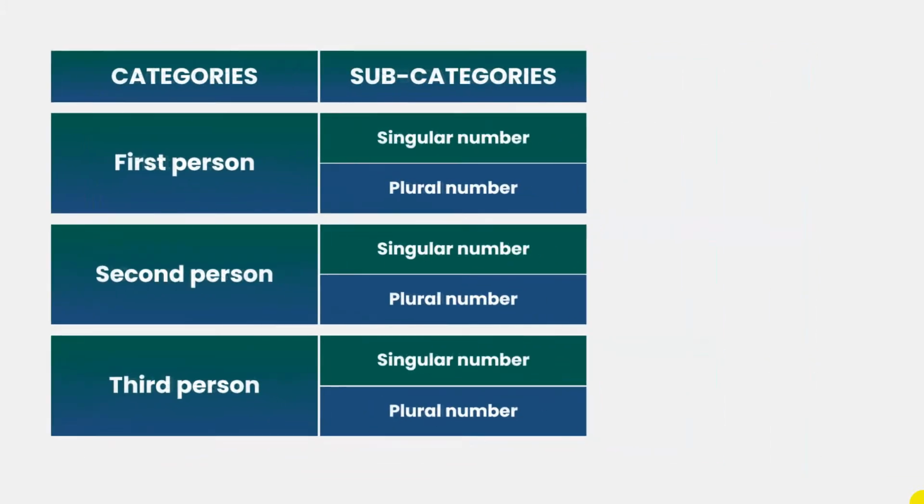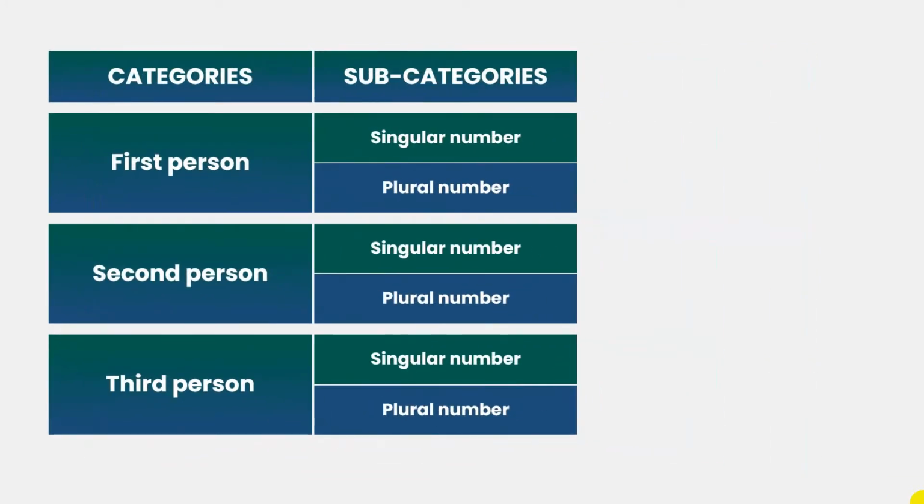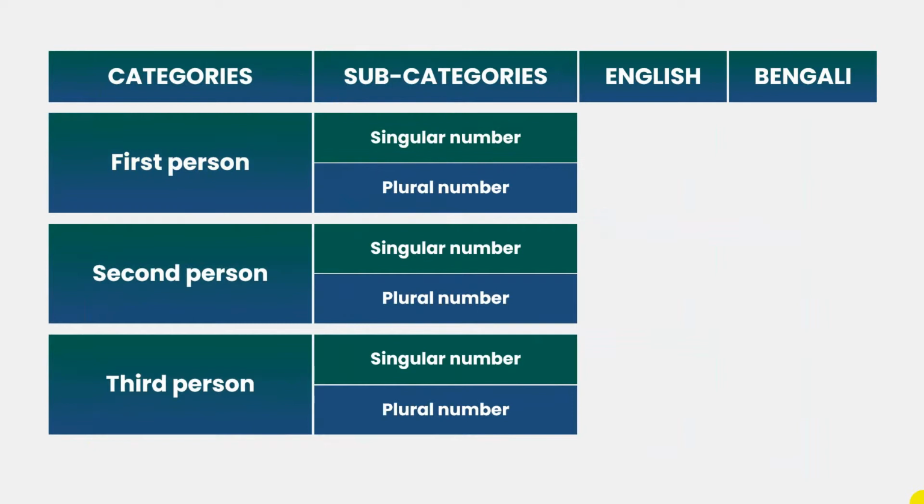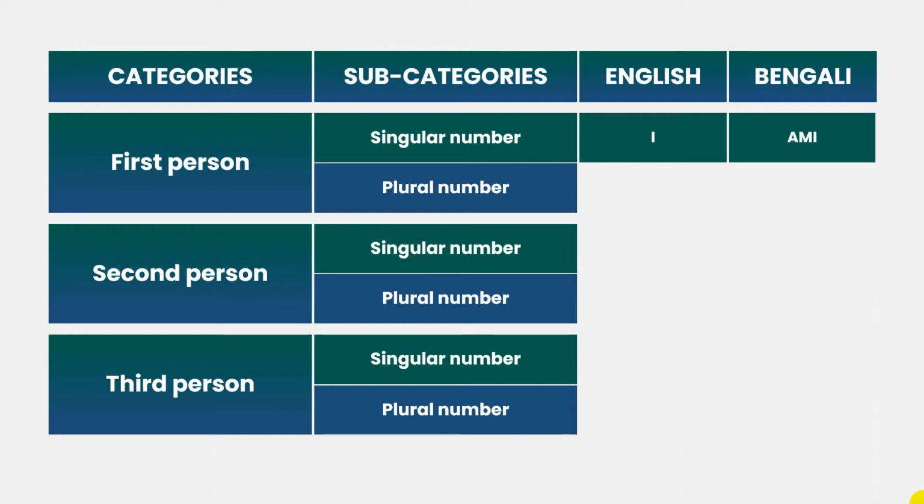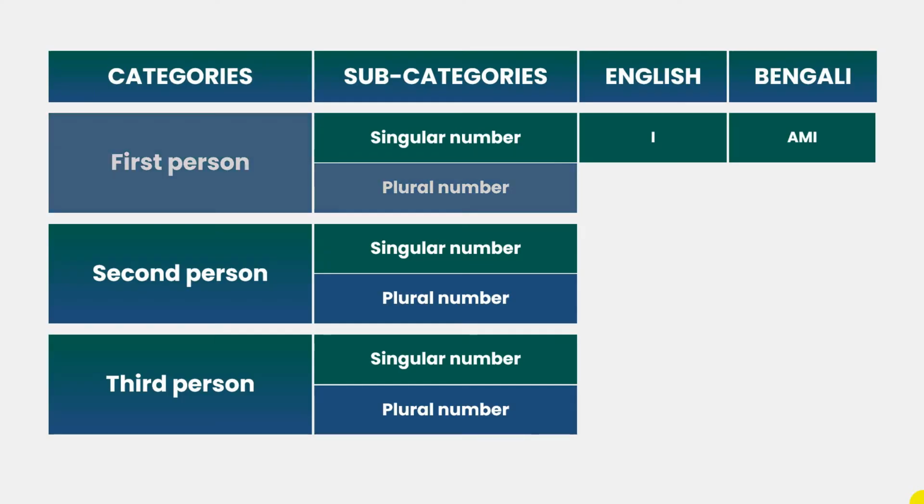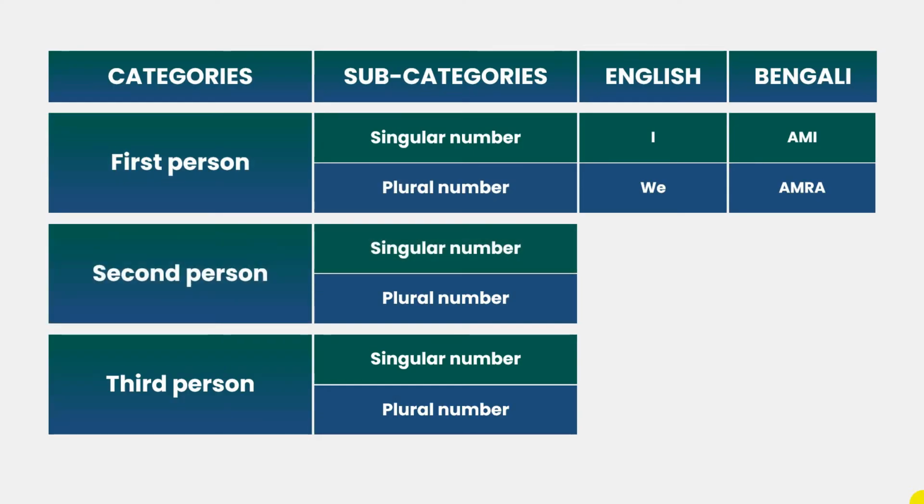If we look into some examples, first person singular number, I. In Bangla we say ami, I, ami. First person plural number, we, আমরা, we, আমরা.